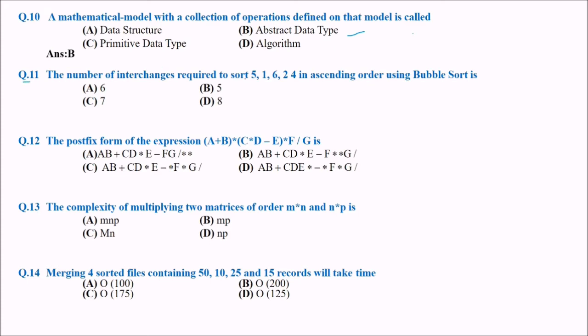Next is the number of interchanges required to sort 51624 in bubble sort. Tell me how many interchanges will be required. I'll tell you in one pass. Here 5 will be compared with 1, so 1 will come here, 5 will come here, then 6 2 4. Now 5 will be compared with 6, which will remain here. 6 will be compared with 2, so now 2 will come here, 2 5 1, and then 6 will come here, 4. Now 6 will be compared with 4, 6 is greater, so 6 will come here, 4 1 5 2. So this is the one pass.